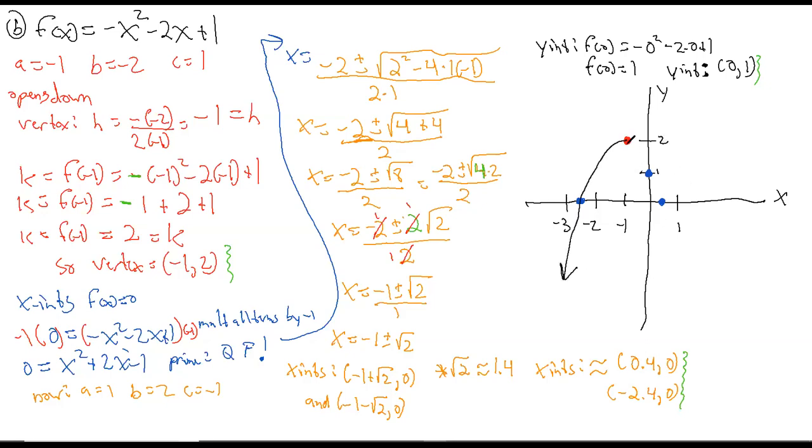So something like this. Then I did ask for the axis of symmetry, so we'll split this down the middle and write AOS, x equals negative 1. That's everything.